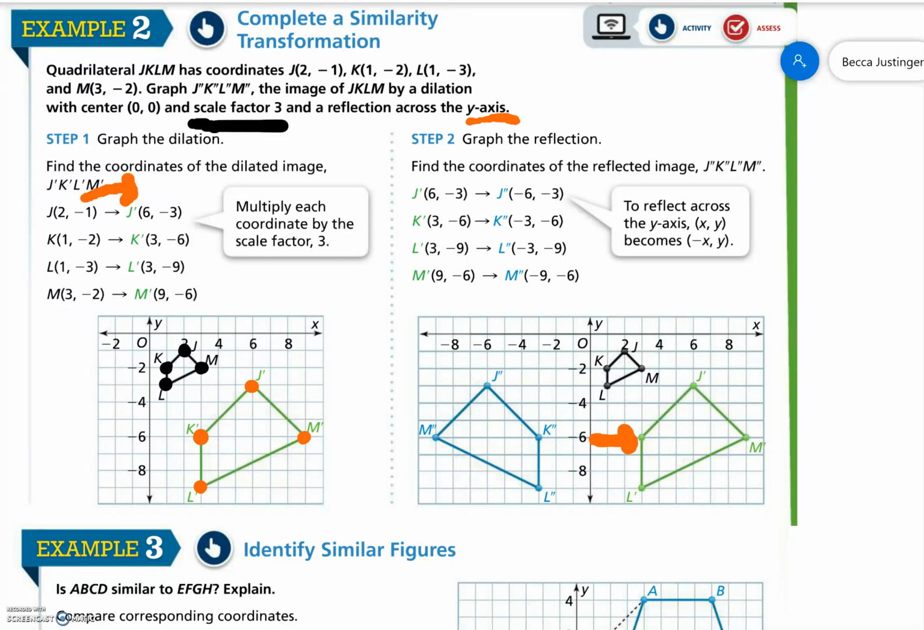K prime was 3 away from the y-axis, so K double prime is going to be 3 away. Same with L prime and L double prime. J prime is 6 away, so J double prime is going to be 6 away. And same thing with M.